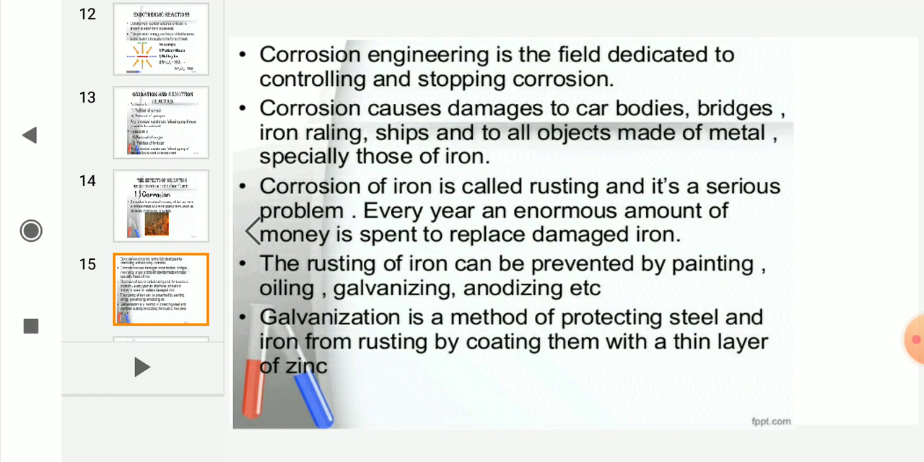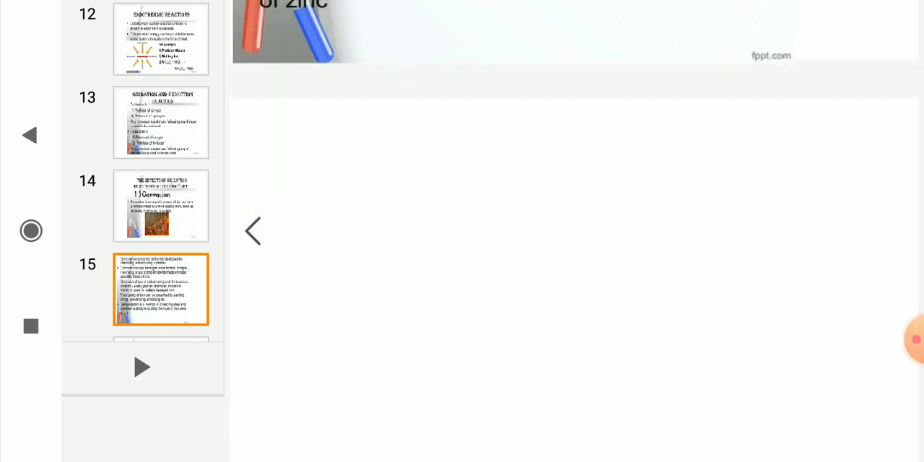Corrosion of iron is called rusting and it's a serious problem. Every year a large amount of money is spent to replace damaged iron. To prevent these metals from rusting, we paint all the iron railings, isn't it? We keep them in our houses. They are all painted, oiled, galvanized or anodized. Galvanization means the metal is coated with a thin layer of zinc. That is called galvanization. So galvanization also prevents rusting.